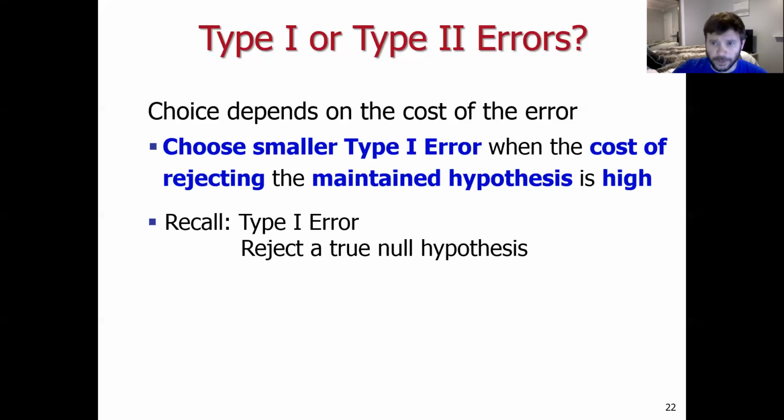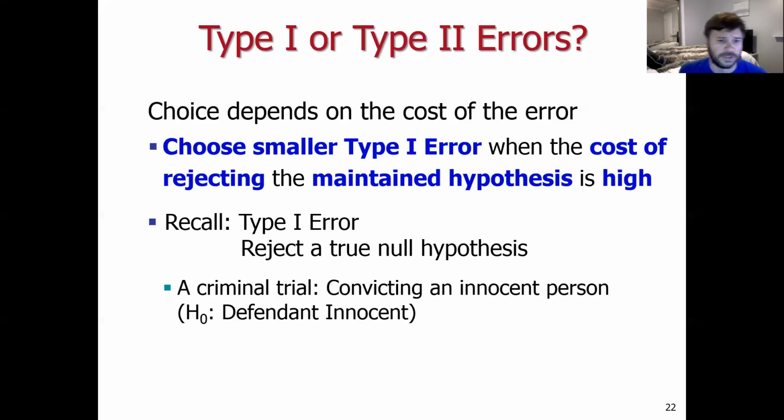Okay, in a criminal trial, this would be the equivalent of convicting an innocent person, right? They're not innocent, but we reject the null hypothesis that they're not innocent in favor of guilt. If that's the case, I would argue that's a pretty serious type 1 error in terms of the cost, right? Nothing compared to accidentally giving someone a discount who shouldn't have gotten that discount.